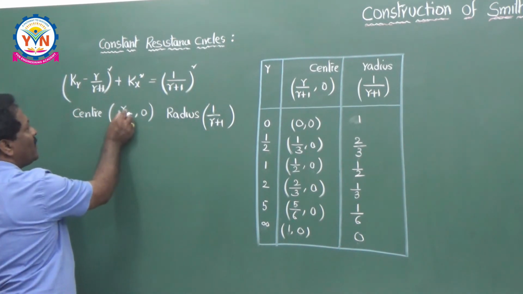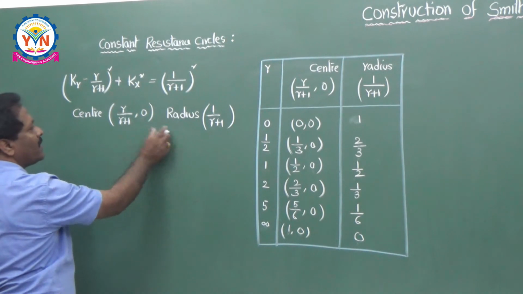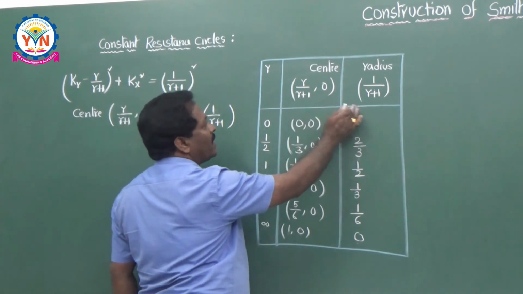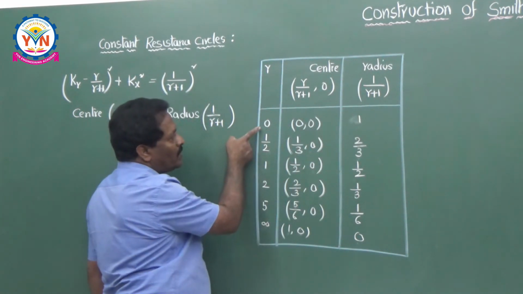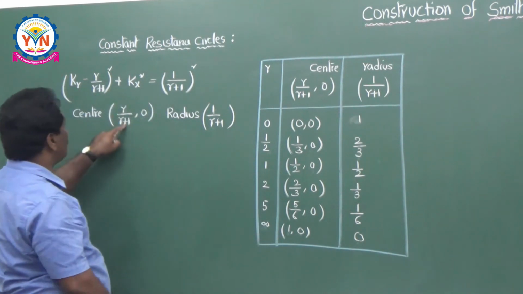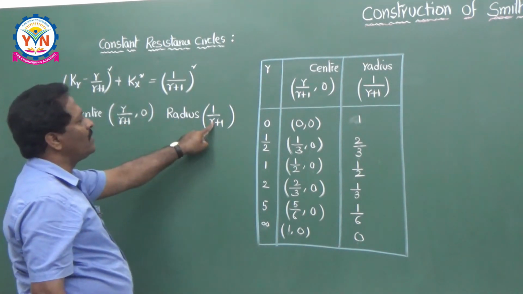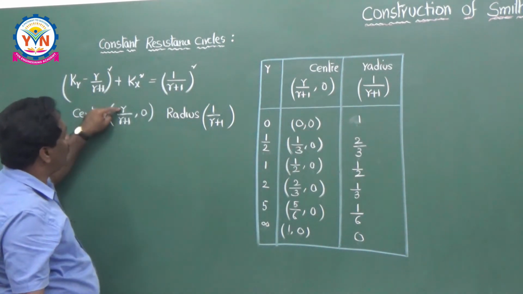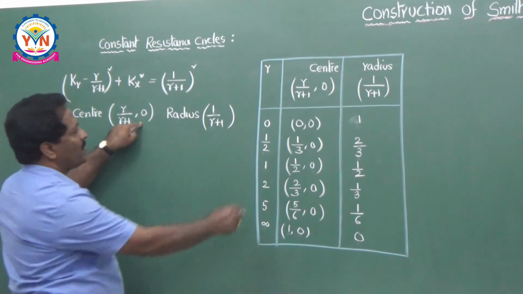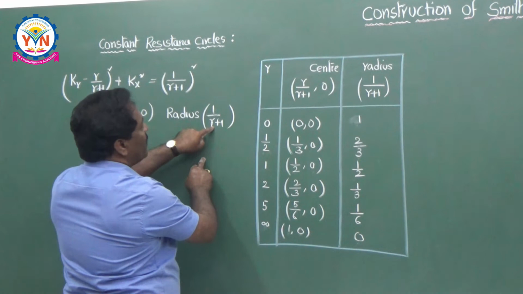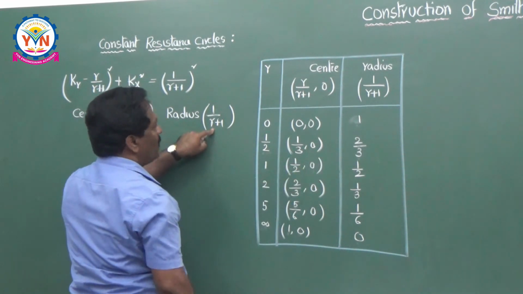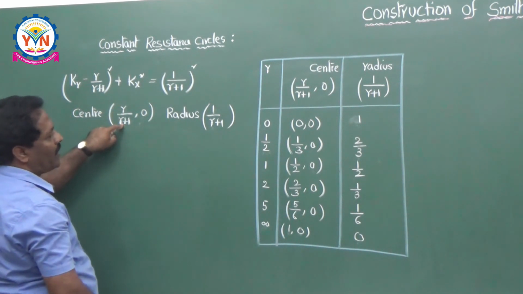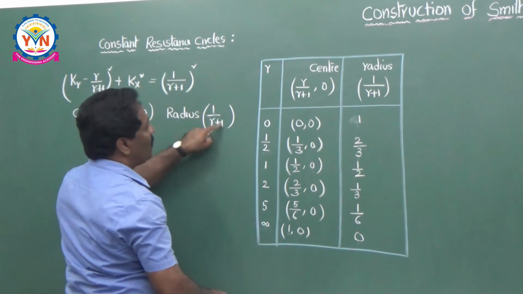Now substitute different values of r and calculate the center and radius. This table tells about the center and radius for different values of r. Put r = 0: the center is (0, 0) and the radius is 1. If you take r = 0.5, that is 1/2, then 0.5/1.5 means 1/3, 0, and the radius is 1/1.5, that means 2/3. If you take r = 1, then 1/2, that means 0.5 and 0, and the radius is also 1/(1+1), 0.5.